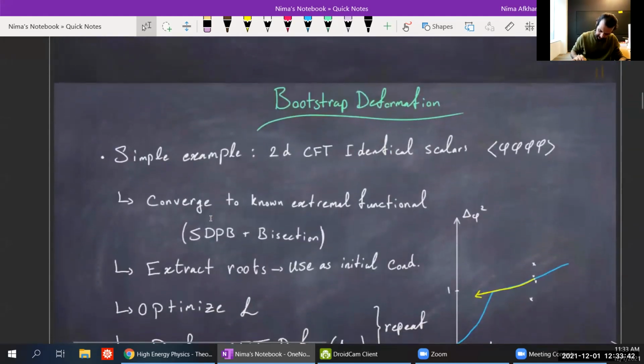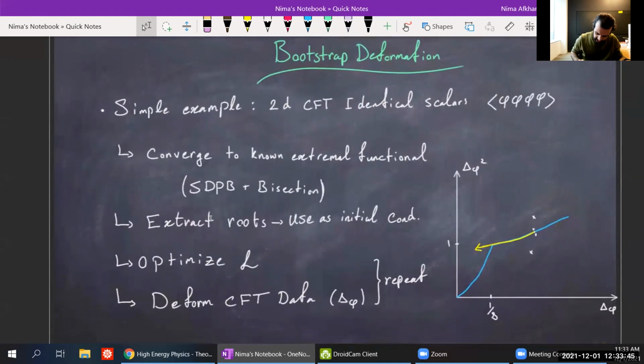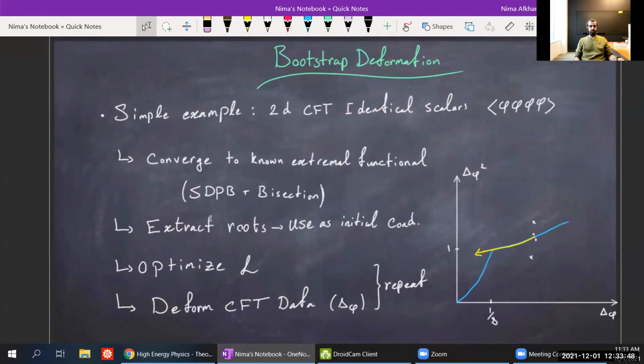Okay, so let's try to describe a concrete example. So let me consider the simple case of a 2D CFT of identical scalars. This gives rise to this famous kink plot where you have the Ising sitting at 1/8 and 1 when plotted against delta phi and delta phi squared. So the procedure is the one I just described. You use SDPP and bisection to try and land on the extremal functional, extract the roots out of these functionals and use these as initial conditions, and then optimize the Lagrangian.